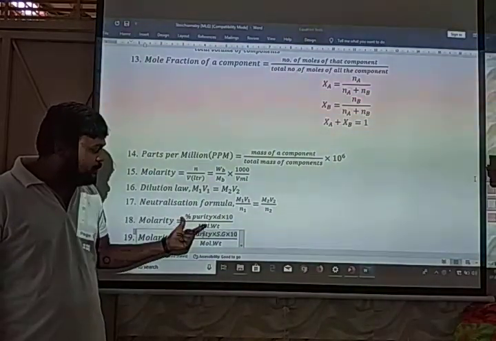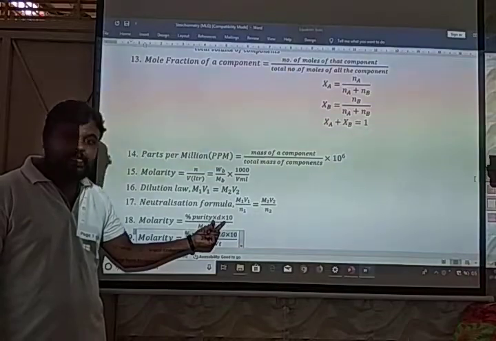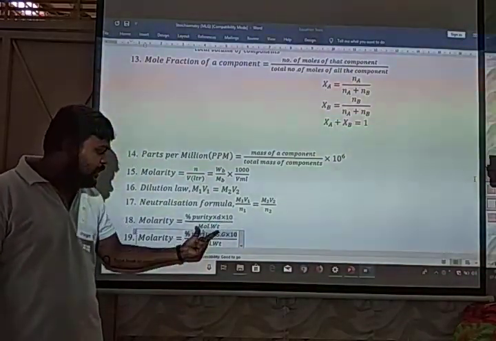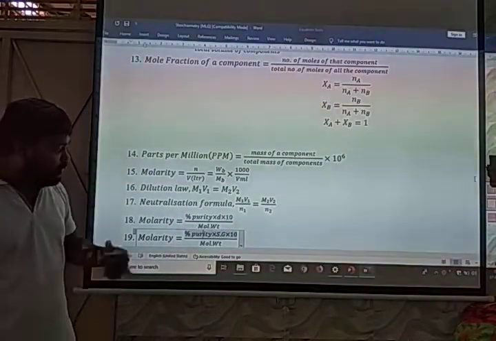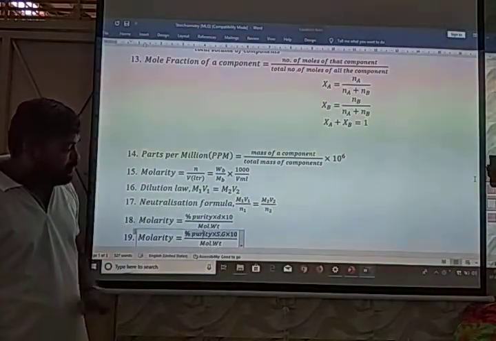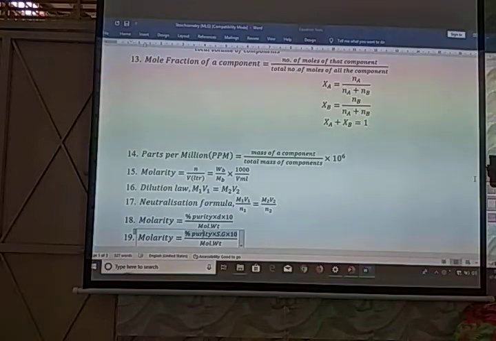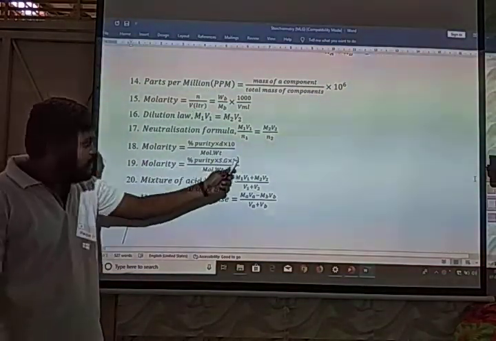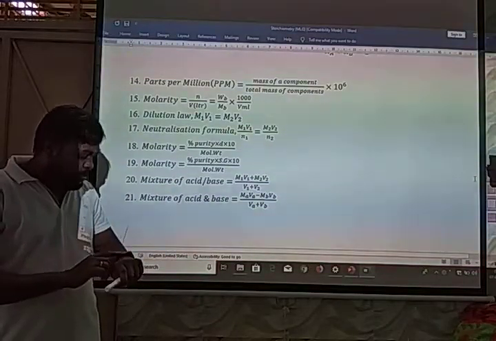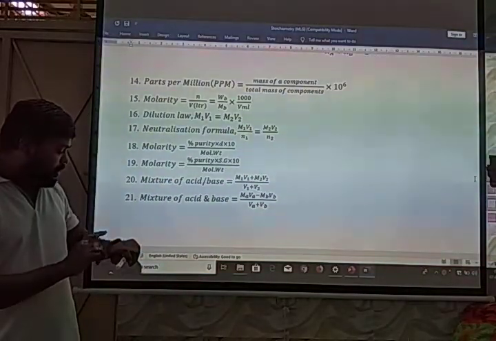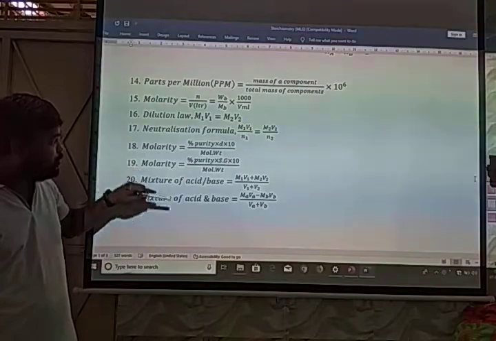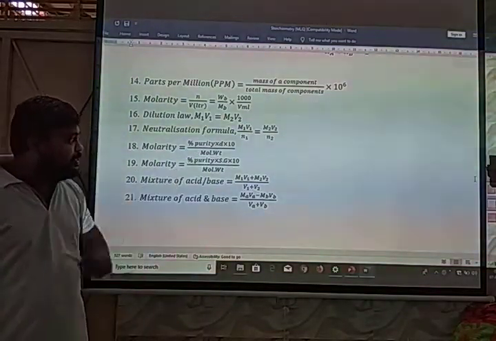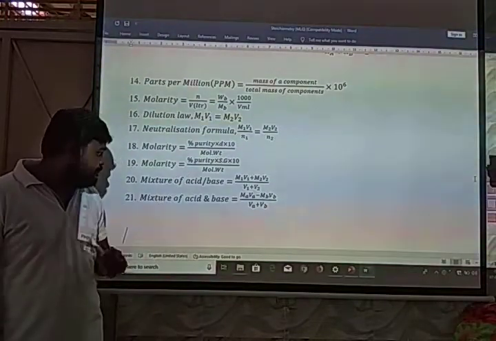So molarity equals percentage purity into density D into 10 divided by molecular weight. Instead of density, you can also take specific gravity. That formula is molarity equals percentage purity into specific gravity into 10 divided by molecular weight. These are the two important relations to find the molarity of a solution using density and specific gravity.